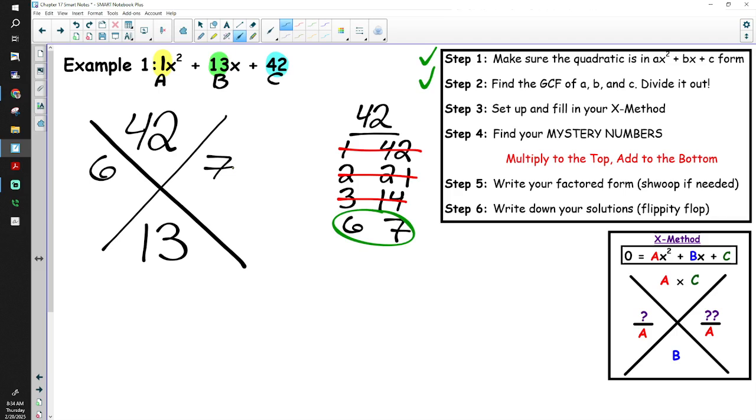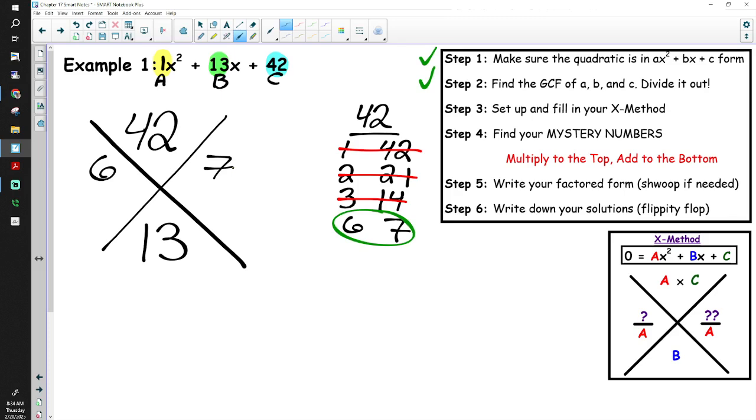There's one more thing I need to do in my X method that you did not do yesterday. And it's over here in our X method. What do we do to both mystery numbers? We divide them by the A value. You have to do this every time.